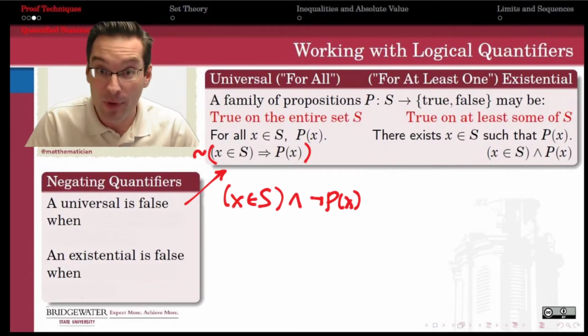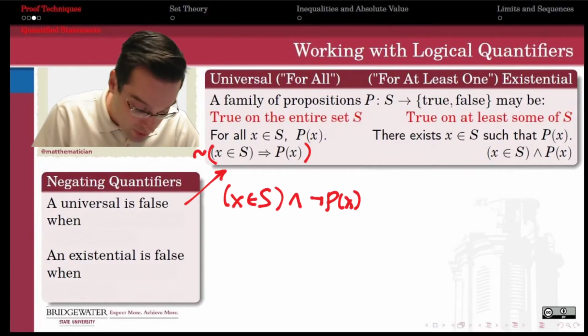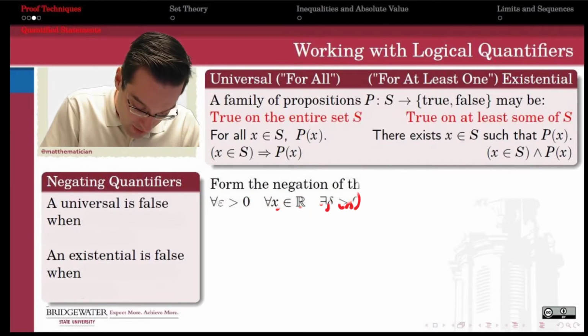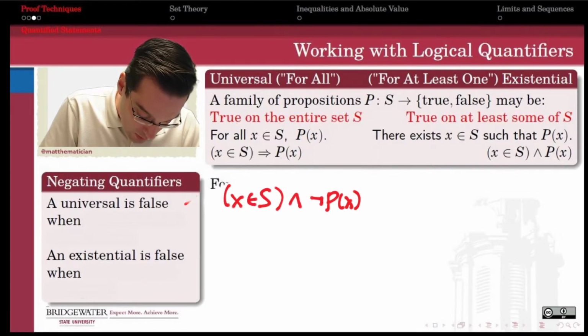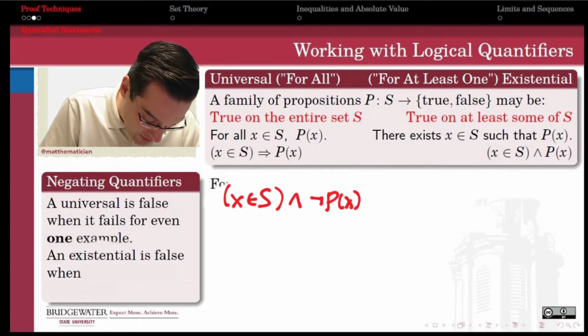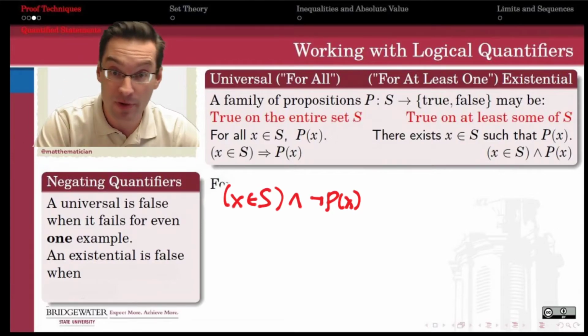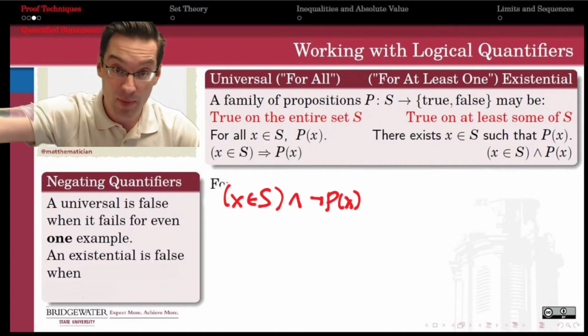So one bad apple spoils the entire bunch when you're trying to prove that a universal statement is true. So a universal statement is false only in the case when it fails for even one example. We often call those counterexamples in mathematics, right? You find me one counterexample to a universal statement, and that universal statement is categorically false.